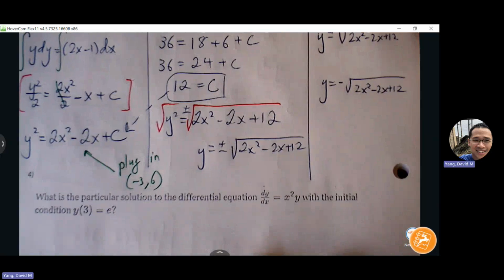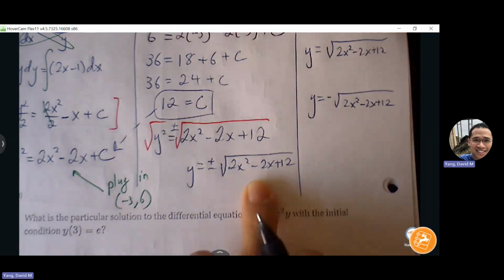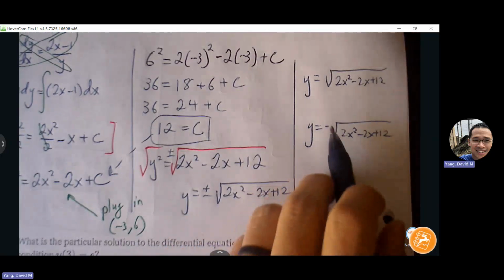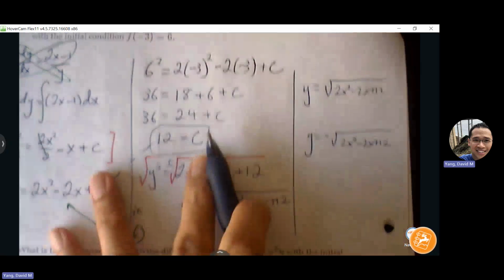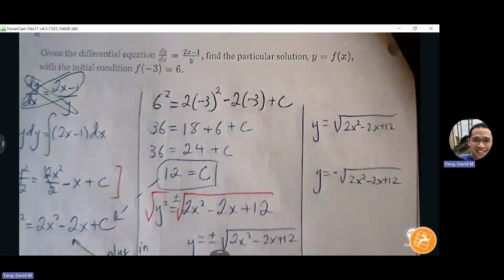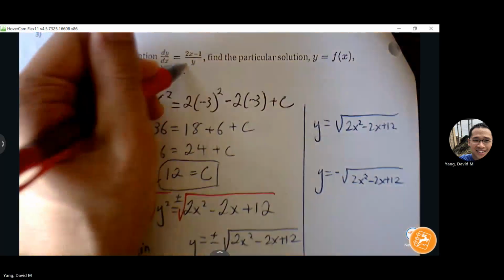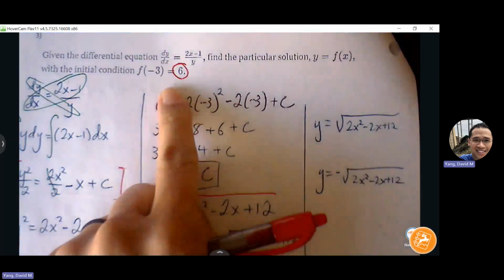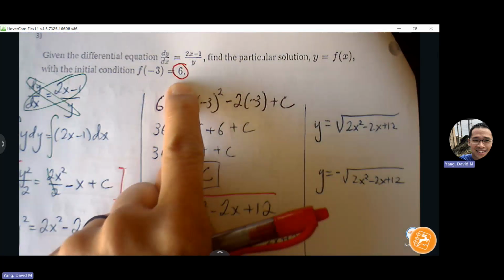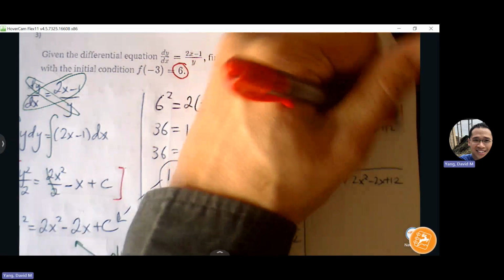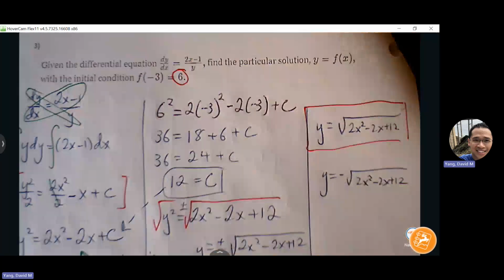Now we know that when we take the square root of an equation, the plus or minus will show up. There's two different functions here. How do we know which one to choose? Not the x value, the y value, right? The y value is going to tell you what sign to choose. If the y value is positive, you choose the positive. If the y value is negative, you choose the negative.